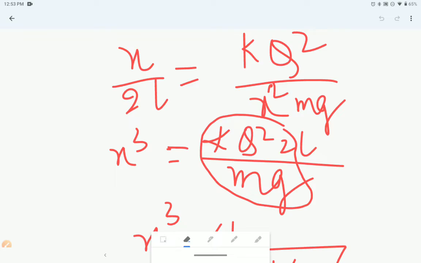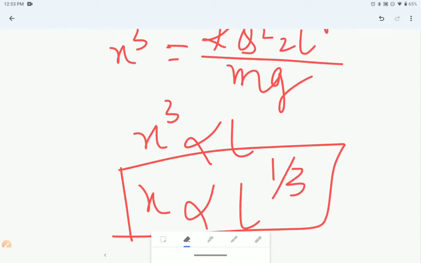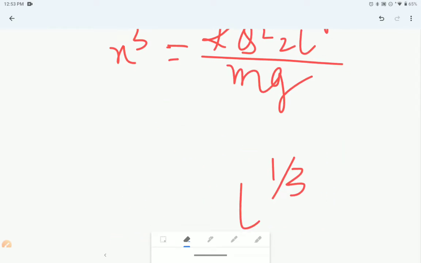So x by 2l is nothing but kq square upon x square 2mg. So x cube is equal to kq square 2l upon mg. We are required to prove the proportionality relation between x and l. That was proved in the previous question. But now the question is, whenever the charge leaks, the charges approach each other, so the proportionality relation between velocity and distance x is asked.